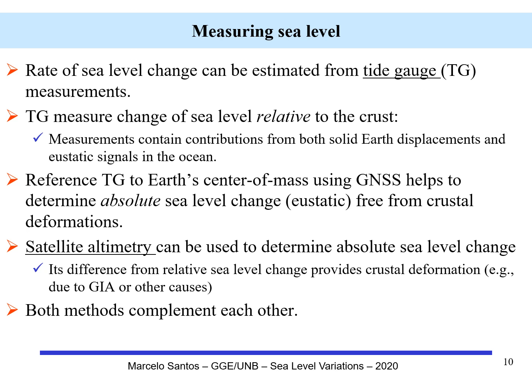Satellite altimetry can be used to determine absolute sea level change. Its difference from relative sea level change provides crustal deformation, for example, due to GIA, glacial isostatic adjustment, or other causes. GIA is a synonym of post-glacial rebound. Both methods, tide gauges and satellite altimetry, complement each other.